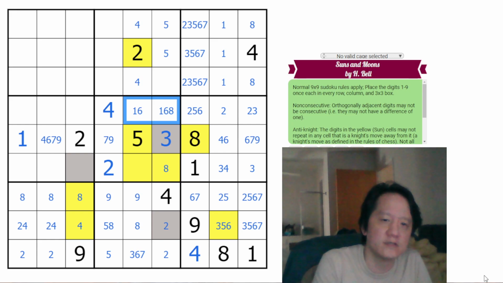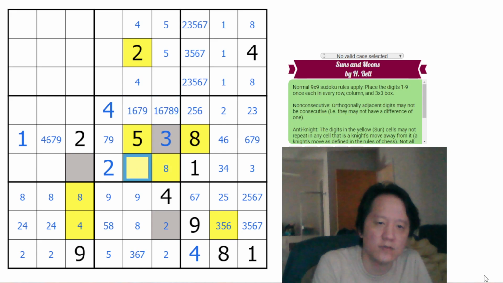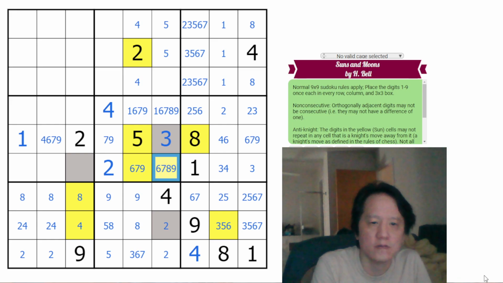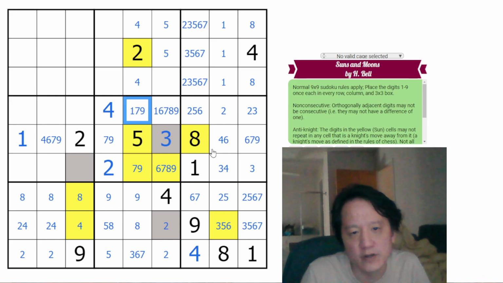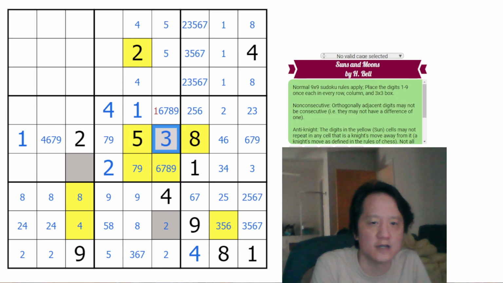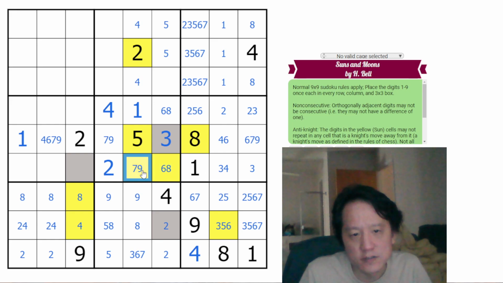We've got 1, 6, 7, 9. 6, 7, 9. So this can't be 6. This can't be 6. So we have a 7, 9 pair. So this forces that to be 1. So this has to be a 6, 8 pair. So this is 7 or 9.